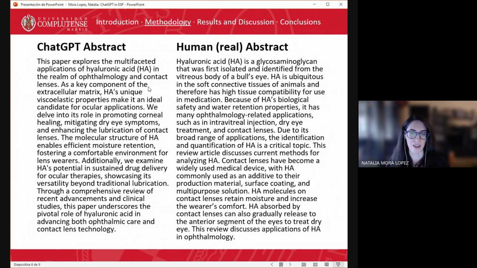Right, so the text on the left is written by ChatGPT, and the one on the right was written by humans, and it was published on an online journal. Okay, so now you can see the differences. You can take some time.